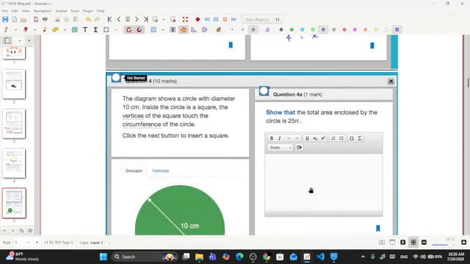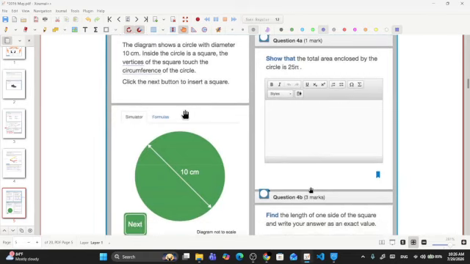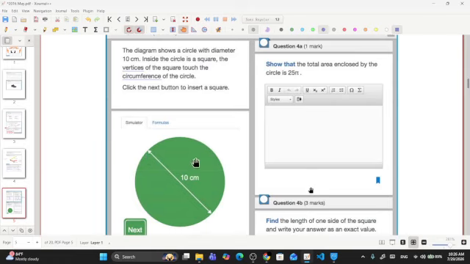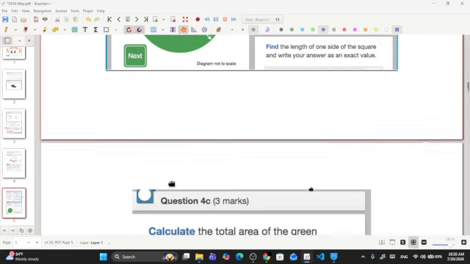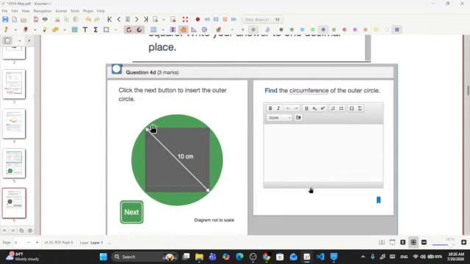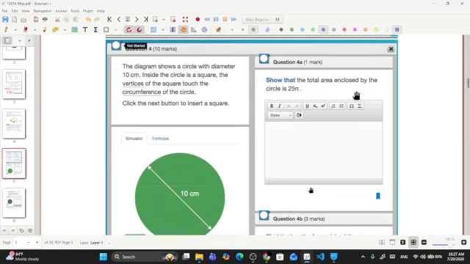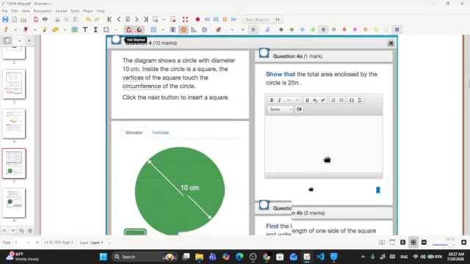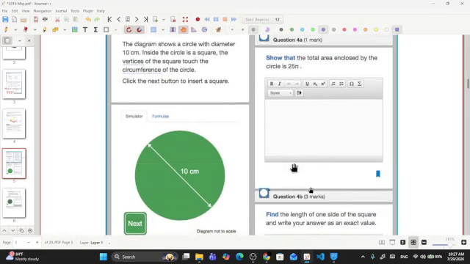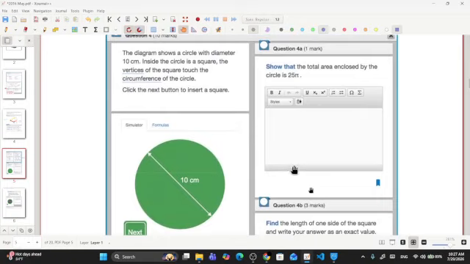Question number 4 says, the diagram shows a circle with a diameter of 10 centimeters. Okay, this entire diameter is 10 centimeters. Inside the circle is a square. The vertices of the square touch the circumference of the circle. Click the next button to insert a square. So when we click that button, we get a square that has been made like this. Try to consider this as the reference. Okay, now it says, show that the total area enclosed by the circle is 25 pi. Area of the circle is given by the formula.